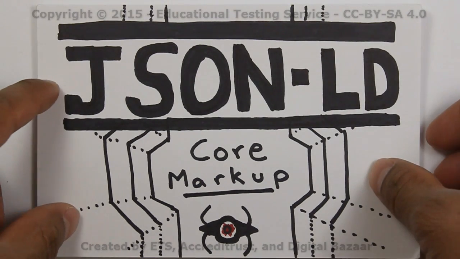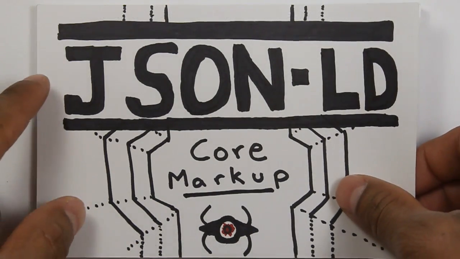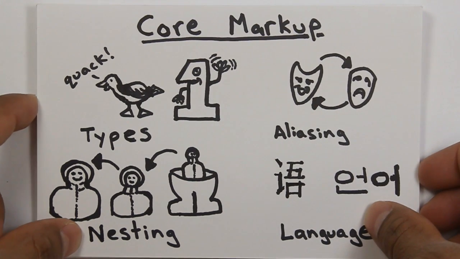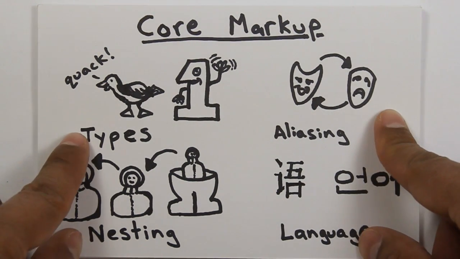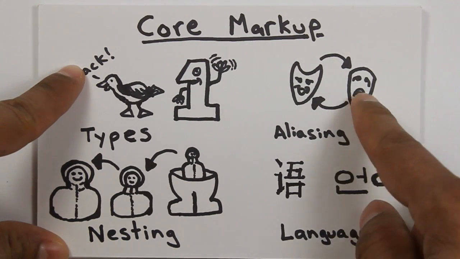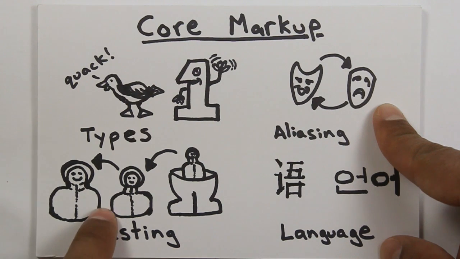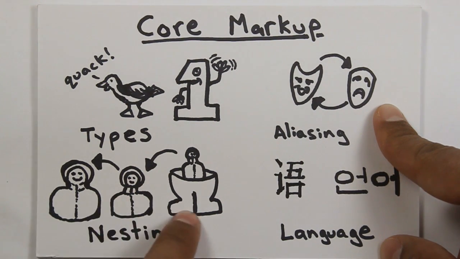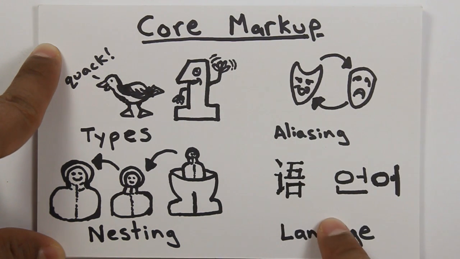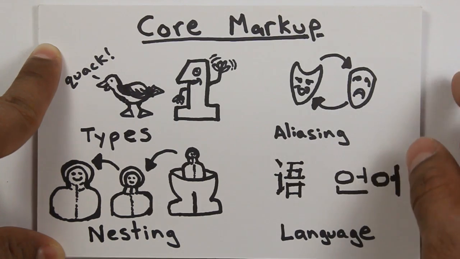This is a quick overview of some of JSON-LD's core markup language features. There are a number of features that many developers will find themselves using on a pretty frequent basis in JSON-LD. These features include doing things like object typing or data typing, using JSON-LD's keyword aliasing feature, being able to create links in the graph via nesting or referencing, and a number of internationalization features around how to express data values in different types of languages.